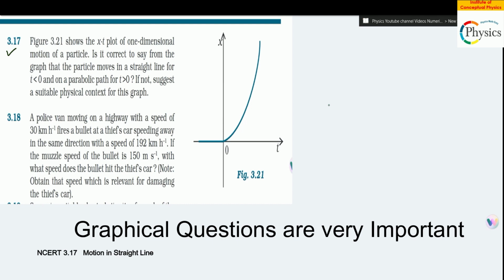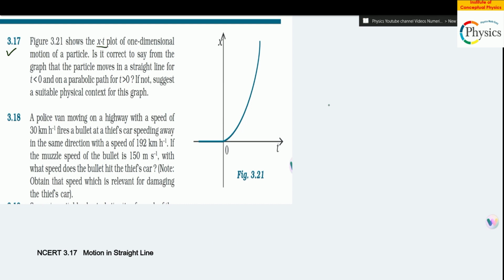a straight line. If you look into this problem, it's an x-t graph, which is a position-time graph, right? So this is the position, and it's a one-dimensional motion, which means the body is moving in either x, y, or z. Is it correct to say from the graph that the particle moves in a straight line for t less than 0, first part? The second is a parabolic path for t greater than 0. If not, suggest a suitable physical context for this graph.